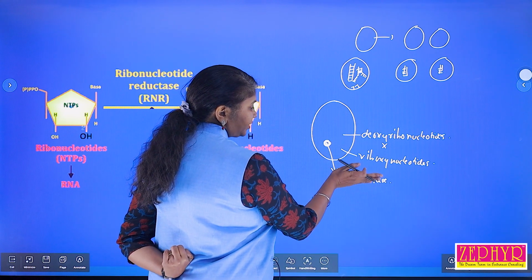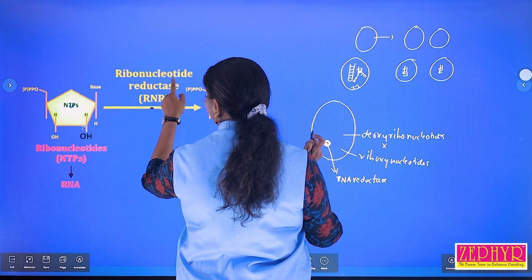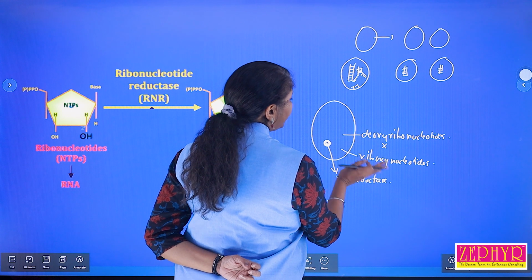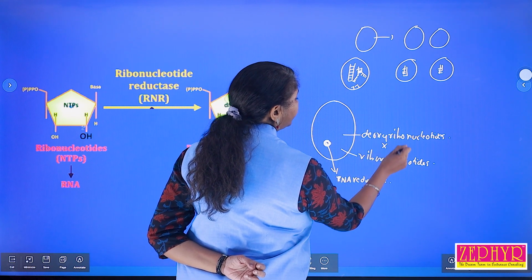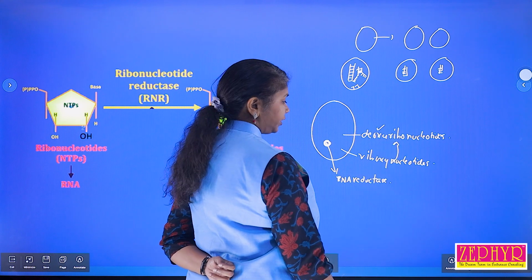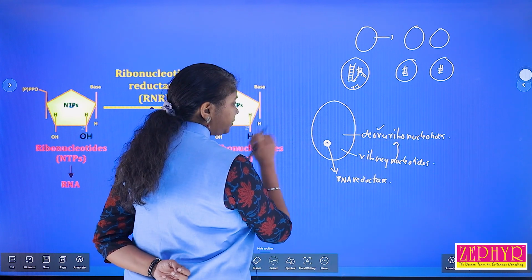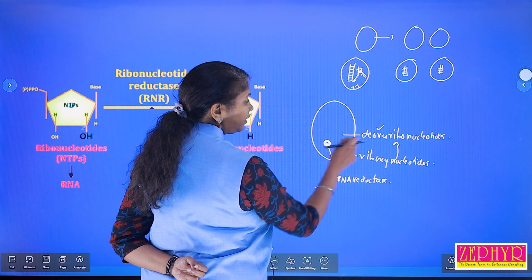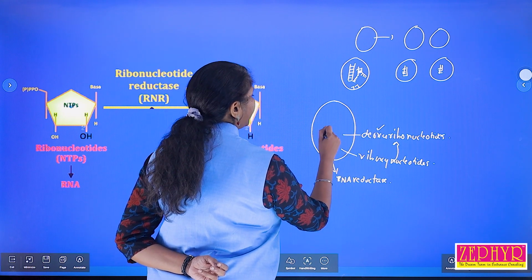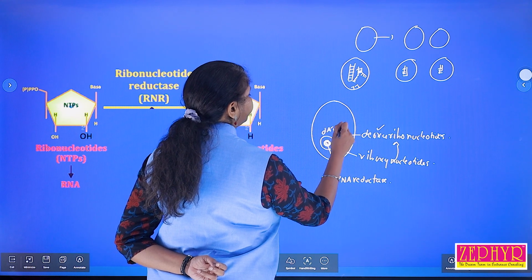If this reductase is there, then only, see, ribonucleotide reductase, RNA reductase, if I have that only, then only can I get this converted to this format. Thereby, I can get this in plenty. That's how it is. But the problem is that if this enzyme is also already there, teacher, why can't I get this? The problem is, again, this is locked by another person called DATP.